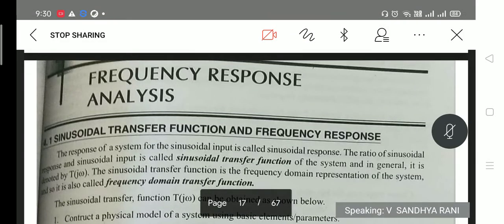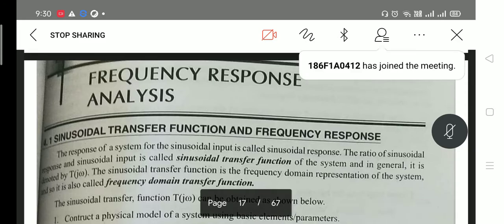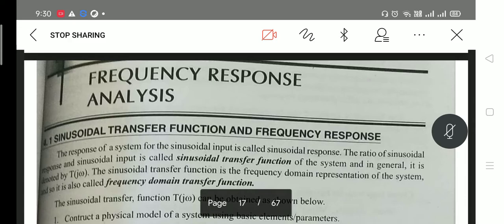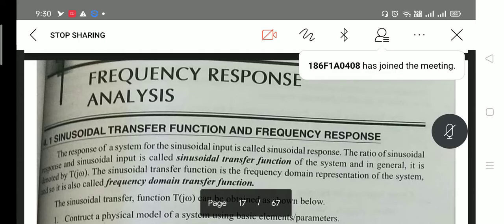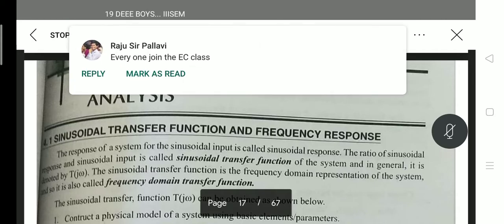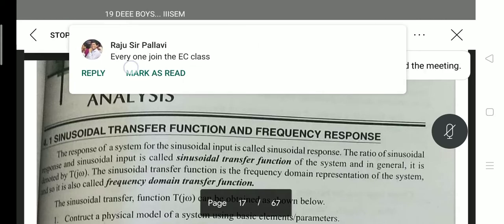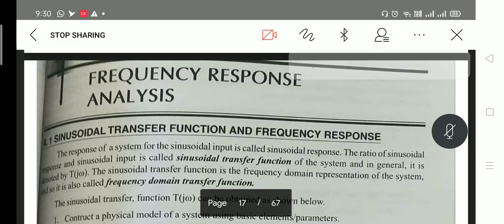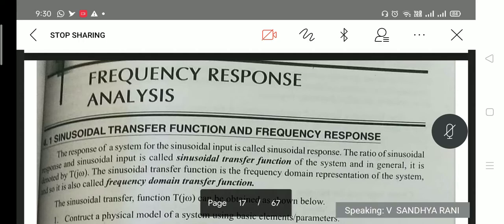Today we discuss third unit, frequency response analysis. Okay, what is the difference between time response and frequency response? In the time response, we can represent the transfer function in the form of time. Here we can represent the transfer function in the form of frequency. We can substitute s is equal to j omega here.